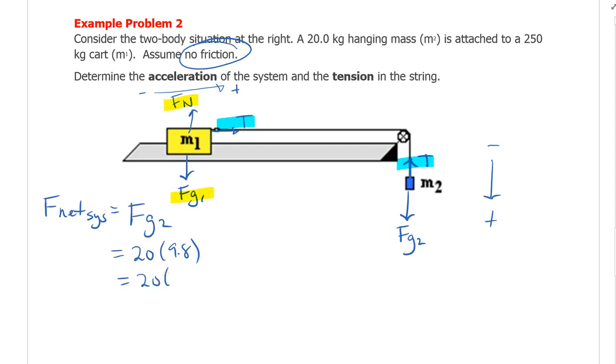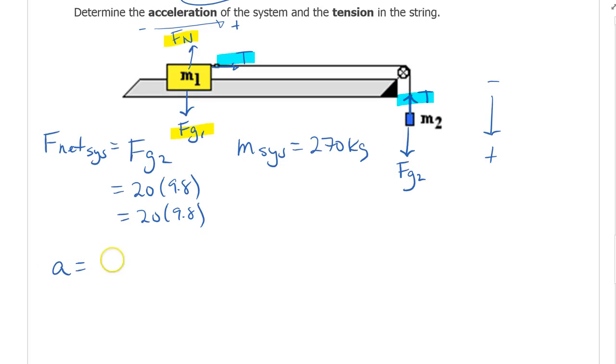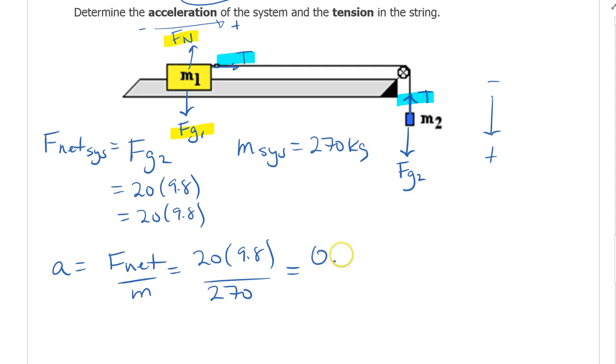You know what, I'll just leave it as 9.8 for now. Now the mass of the system is going to be equal to just 20 plus 250, 270 kilograms. So my acceleration is going to be equal to F net over m. So this would be 20 times 9.8 all over 270. So here's where I get 0.726 dot dot dot meters per second squared.